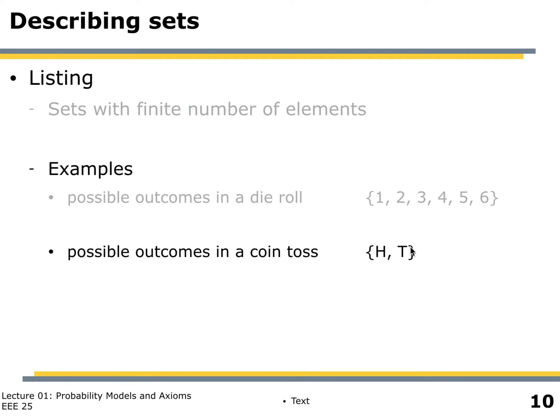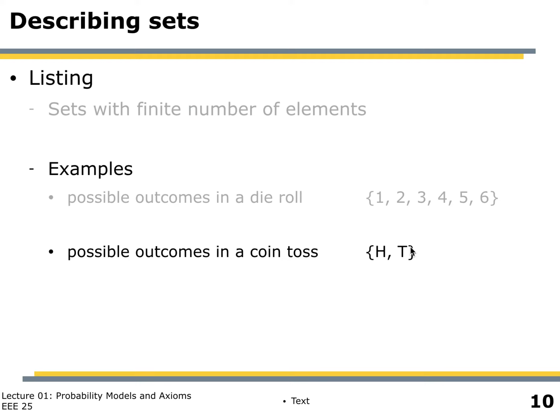Now, what's nice about listing is that it's a very direct approach to describing a set. The downside of describing sets in this manner is that if the set has too many elements, even if it's finite, then you will have a difficult time listing down all the elements.